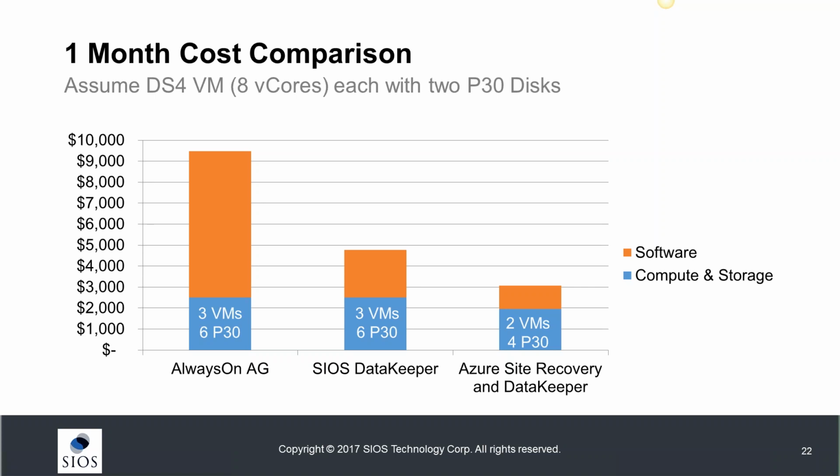And of course, these costs will go down significantly if you don't need eight cores and you need four cores, but still the correlation remains the same. So SIOS DataKeeper multi-site is going to be about half the cost of the always-on solution, and Azure Site Recovery in combination with DataKeeper for HA is going to be about one third of the cost of the always-on availability group solution.